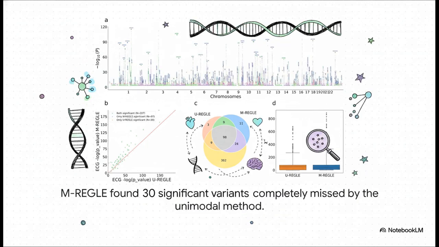Let's actually quantify this, because the numbers are pretty staggering. So MRegel confirmed 122 known genetic links, which is great, but it also found 20 totally new ones. And get this, it found 30 genetic markers that were completely invisible when scientists looked at each data stream on its own. That's not just a little better, that's a whole new level of discovery.